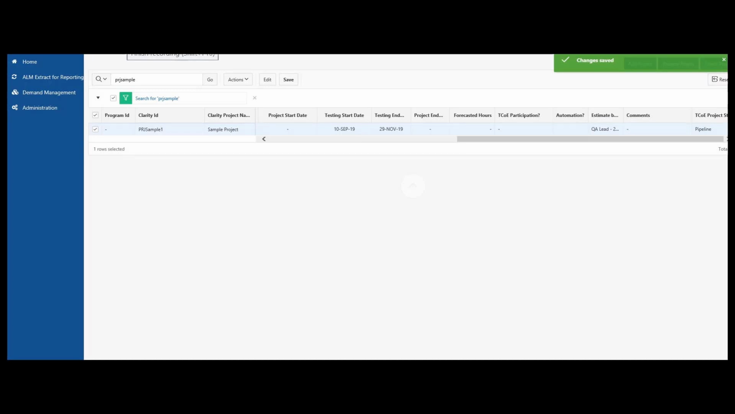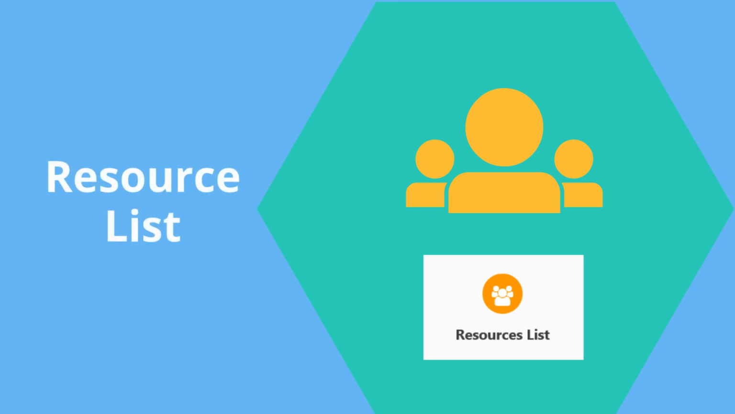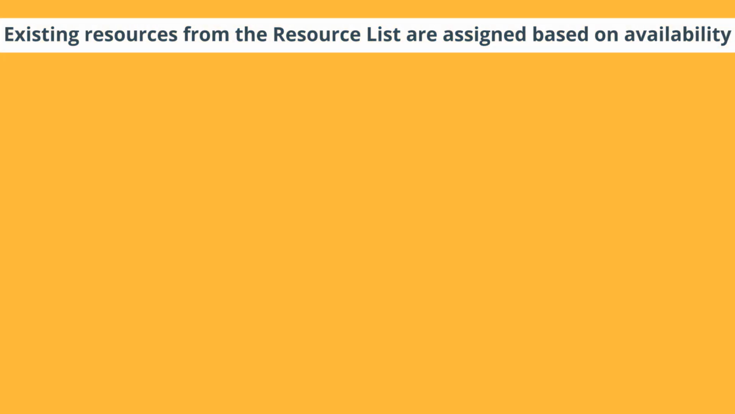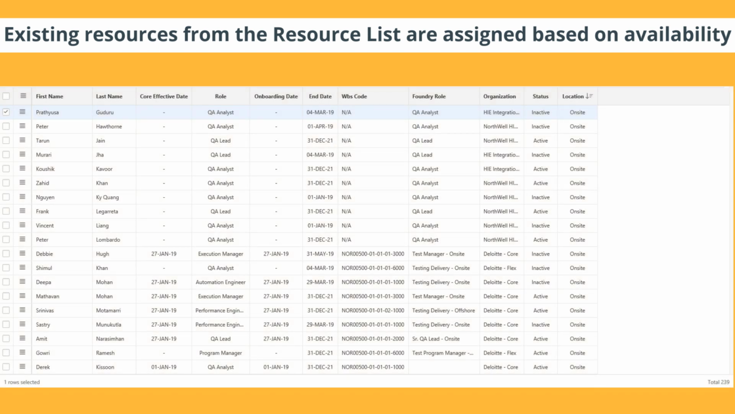So where do these resources get added so that they can be allocated? This is what the resource list module is used for. All the existing resources are present in the resource list module so that they can be assigned to projects when there is a demand based on their availability.